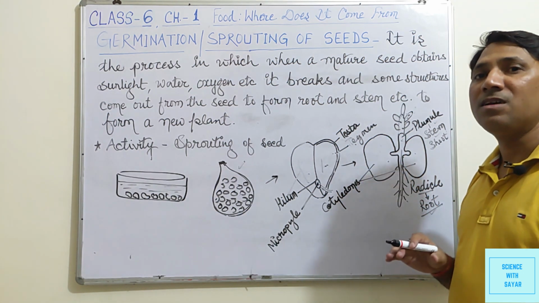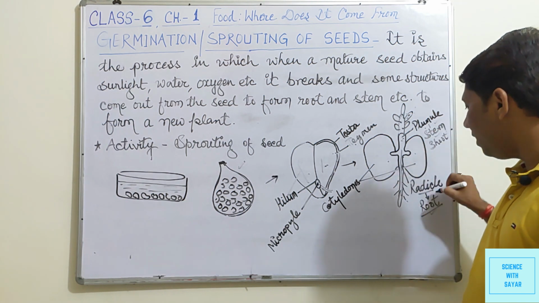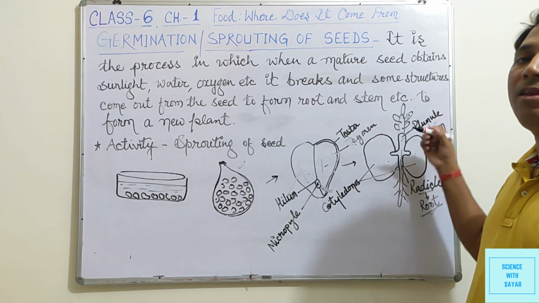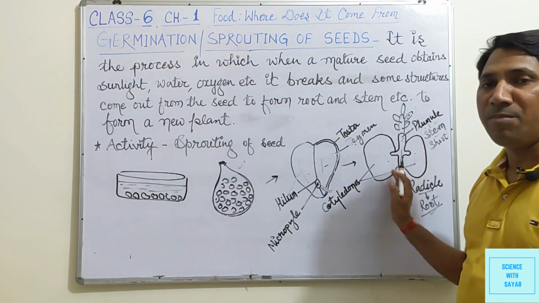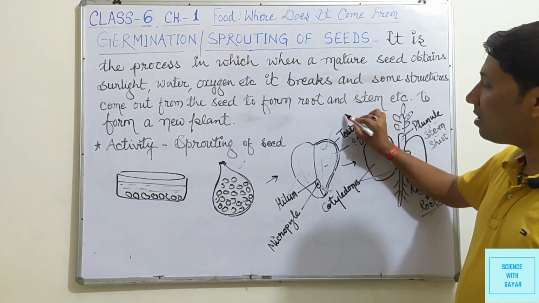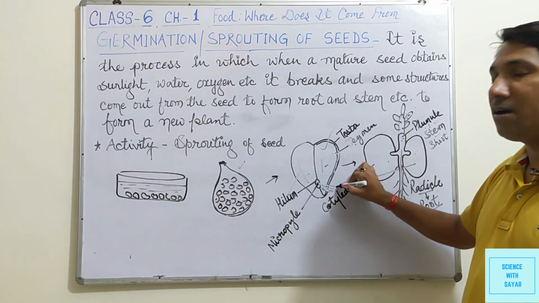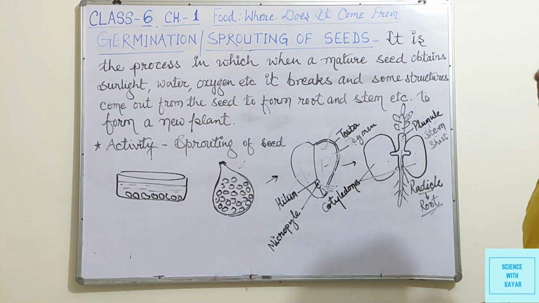It means this is swelled up and breaks, and these structures as plumule and radicle are coming out from the seed to form a new plant. This process is known as germination or sprouting. It means these are sprouts in which some structures are coming out. Then this process is known as sprouting or germination.